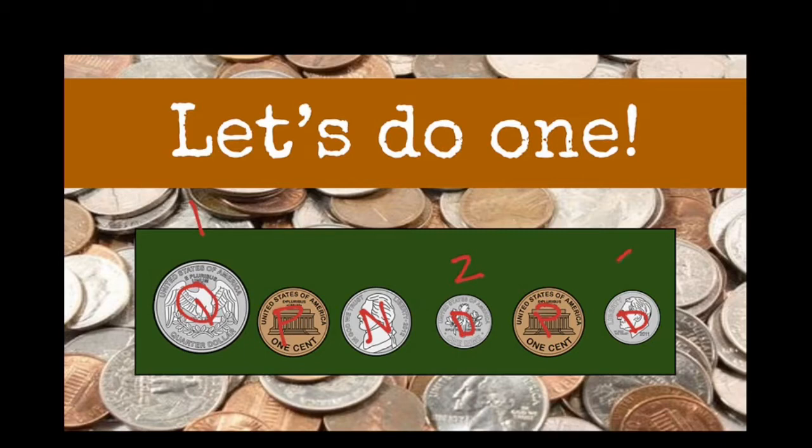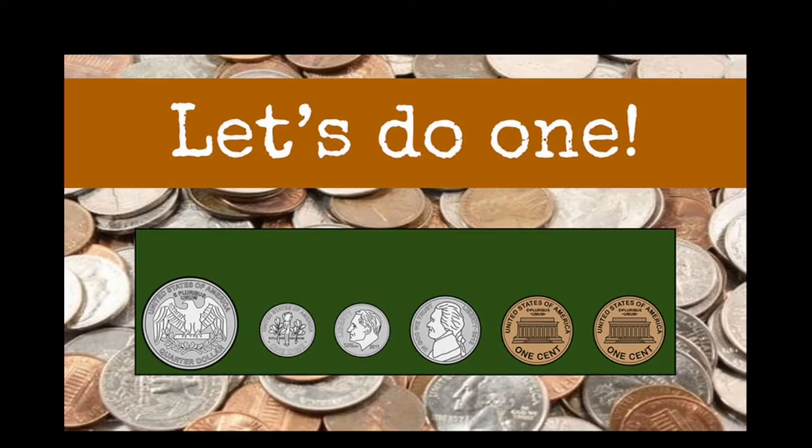Then we have our dimes. Even though they're the smallest, they have the second largest value, then our nickel, then our pennies. So when we rearrange them, we get something like this, where everything is in order according to the value, and now we can start counting.